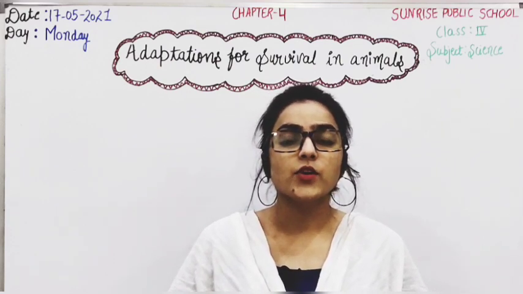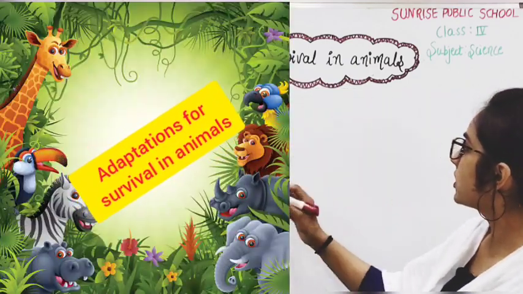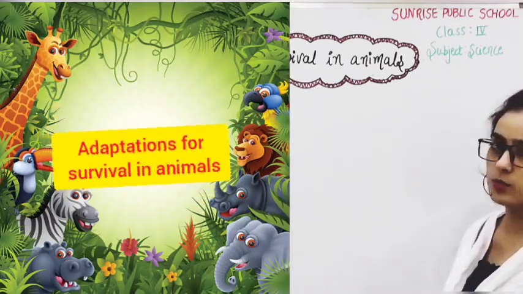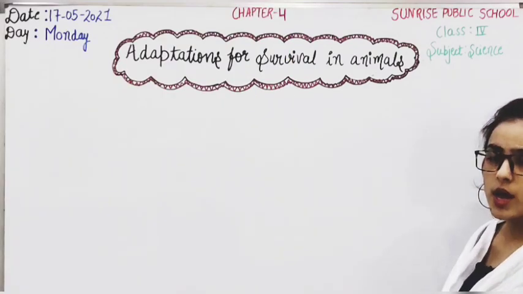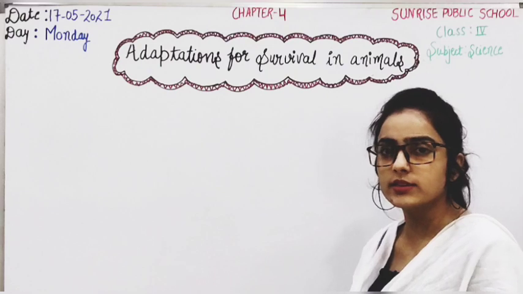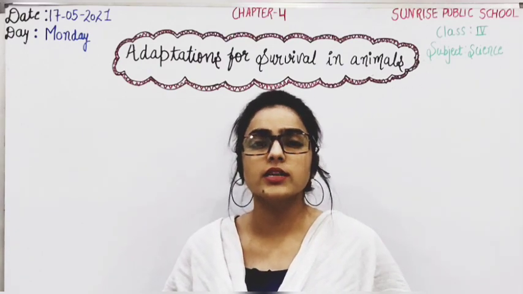And today we are going to discuss the chapter Adaptation for Survival in Animals. This is the fourth chapter of your science book. Before this, we have completed 3 chapters. So let's start discussing this chapter in detail.